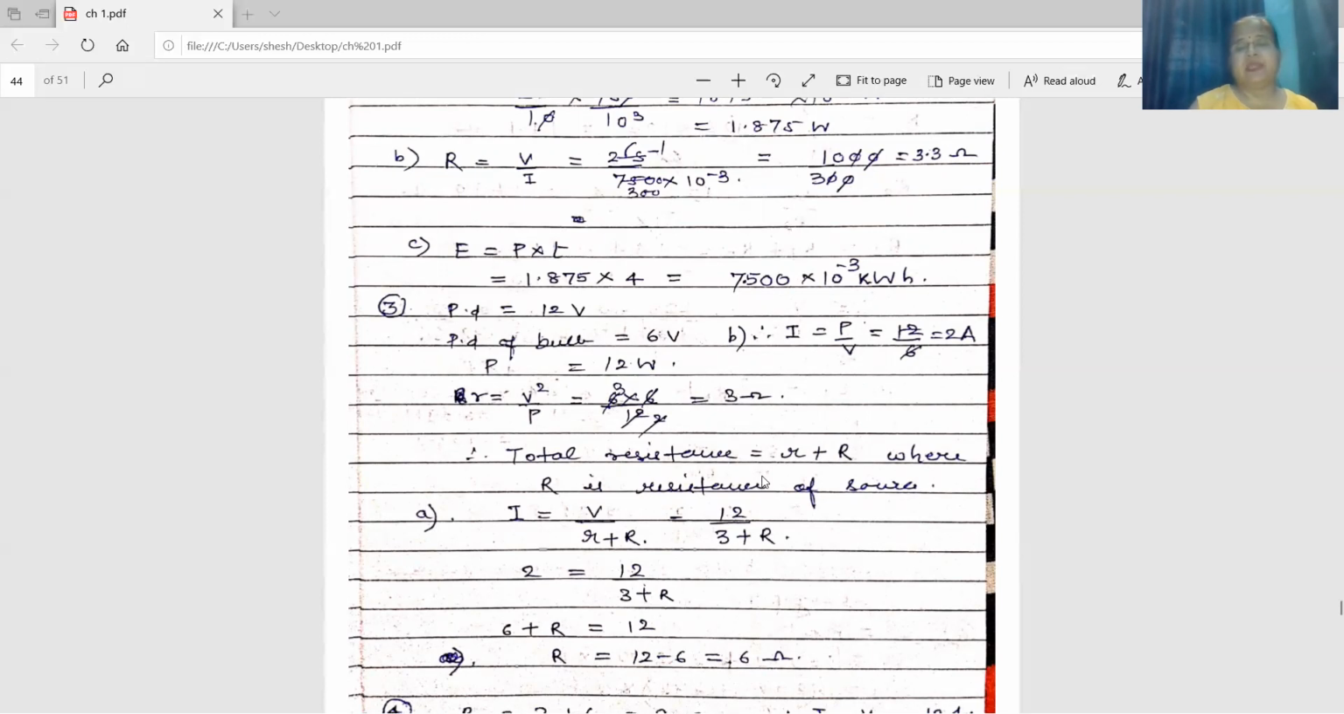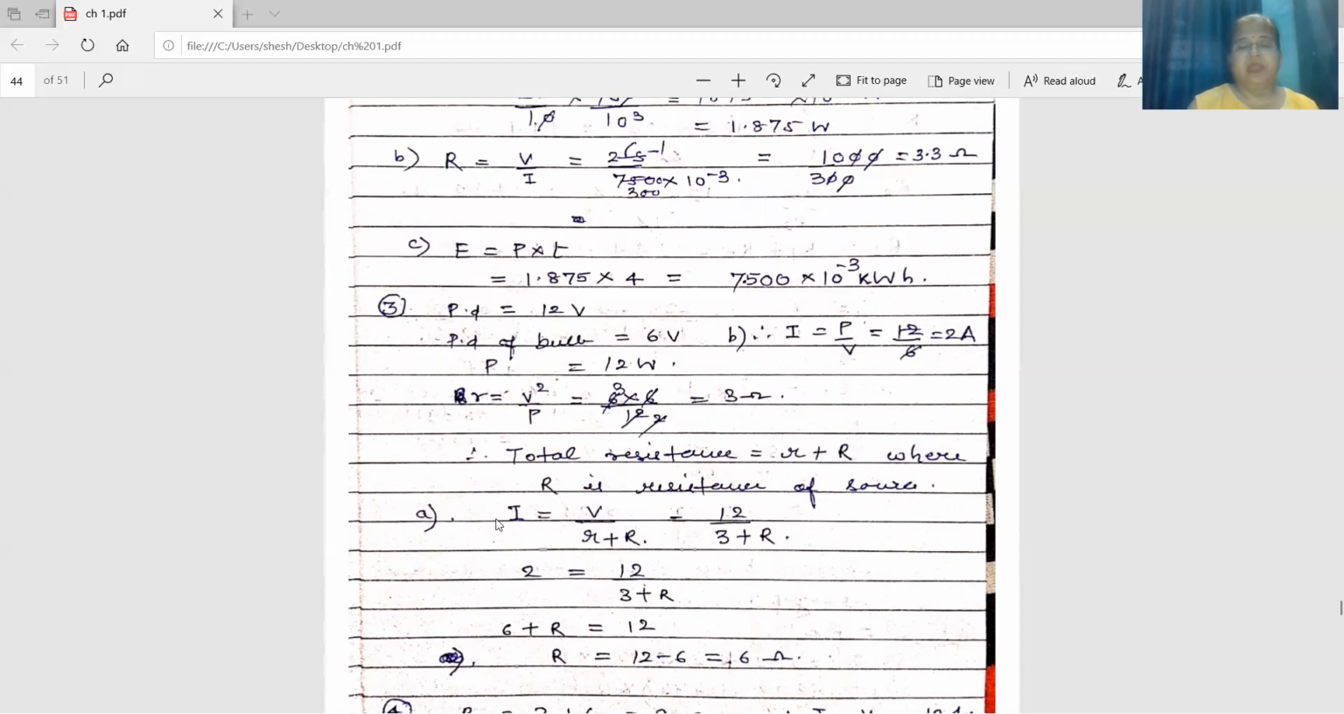Total resistance of the circuit will be equal to, as the bulb and the source are connected in series, resistance of the bulb is small r, that is 3 ohm, plus resistance of the source, let it be capital R, so total resistance is small r plus capital R. We also know I equals V by total resistance. Here V is 12 volt, potential difference of the source, and small r you are getting 3 plus capital R, this is total resistance.